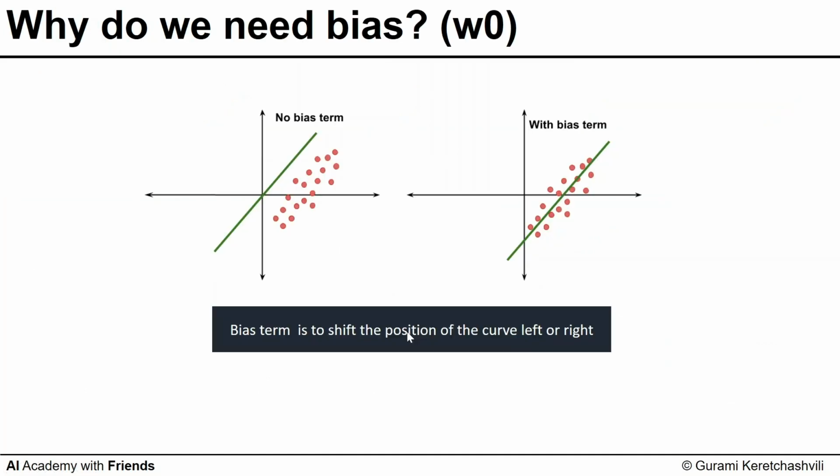Just some extra information: why do we need bias in machine learning algorithms? We use the bias term in order to shift the position of the curve left or right.